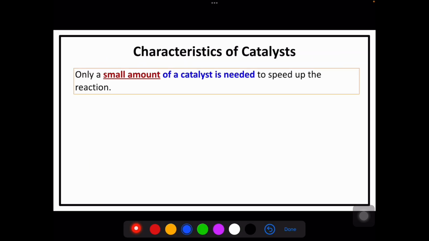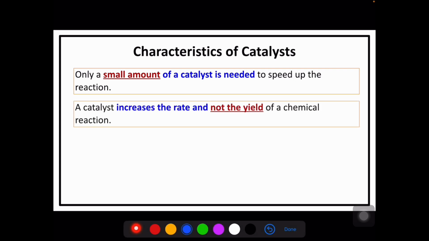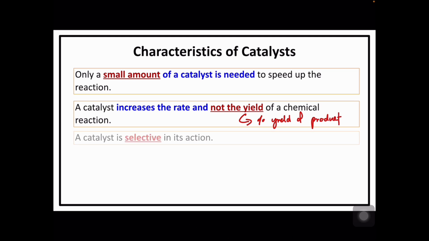So what are some characteristics of a catalyst? For a reaction to be sped up using a catalyst, only a small amount is required, right? And very importantly, take note that a catalyst can increase the rate but not the yield of the chemical reaction. In case you have forgotten what yield is, it means the percentage yield of the product that can be formed. Okay, so just take note that rate and yield are different concepts.